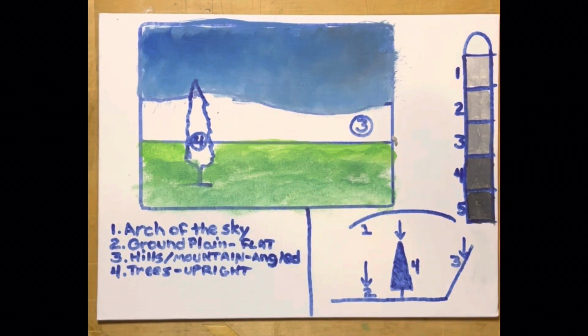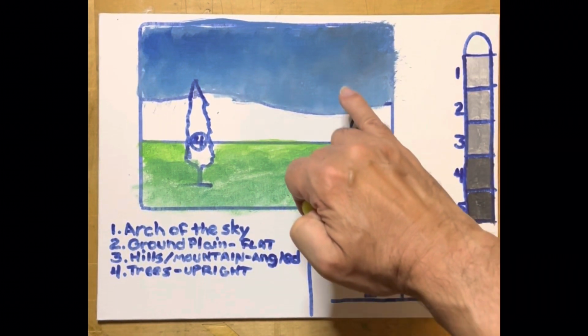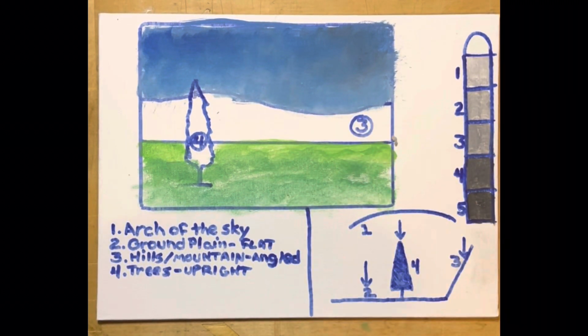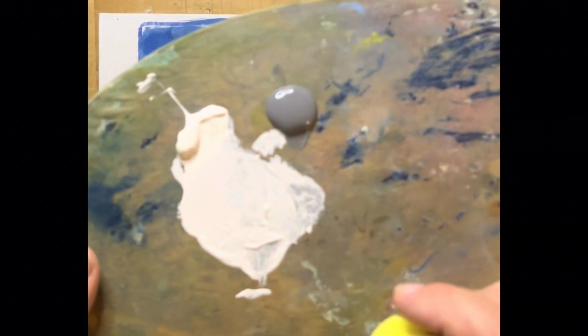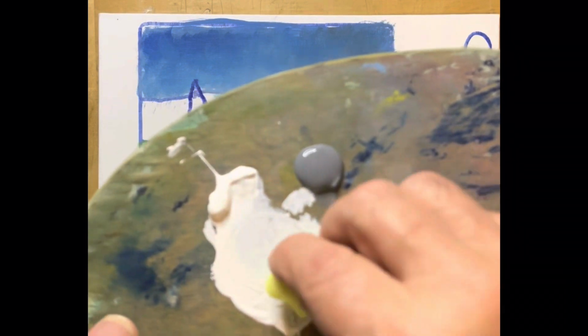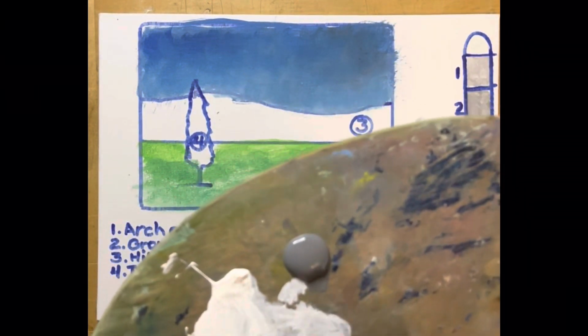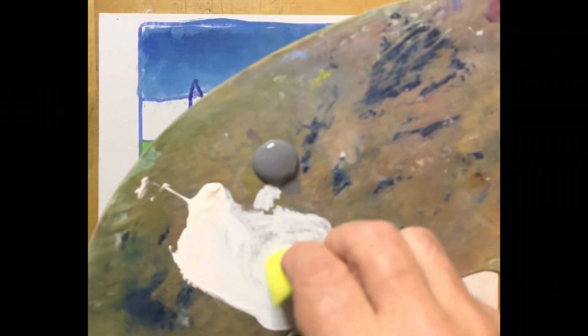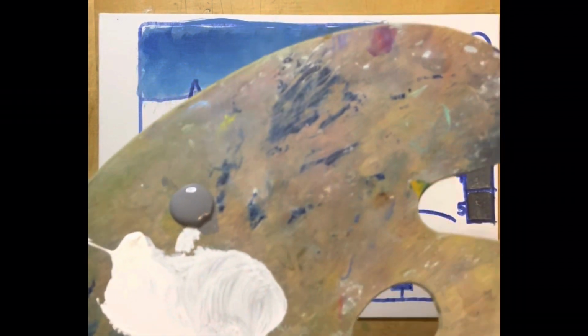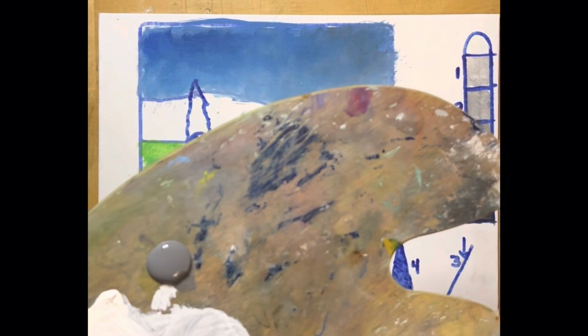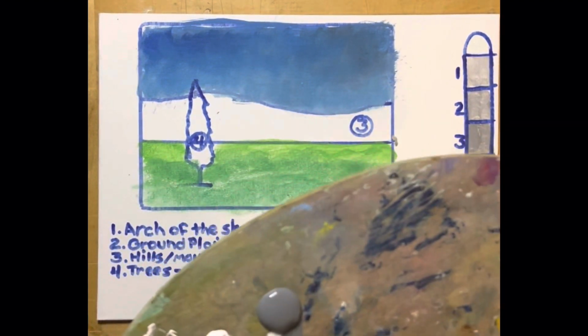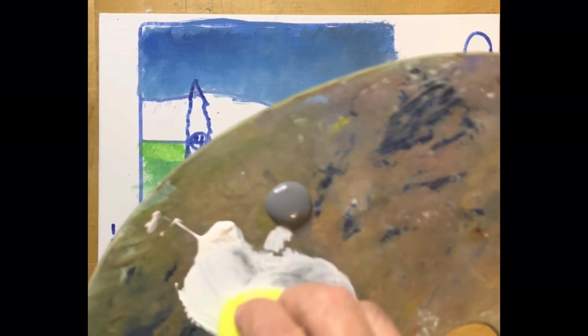You know, let's take just a quick detour from 3. Let's go back up here to the Arc of the Sky, and let's put some clouds in. Okay, now I've got white and the gray, and there's just a touch of gray in the white, just to match what we want. Okay. Just like that. I'm going to put just a little bit of moisture on this to kind of loosen it up.